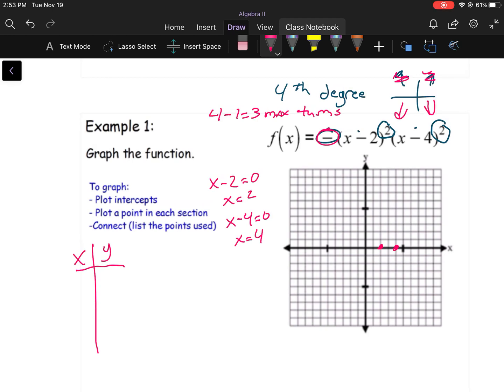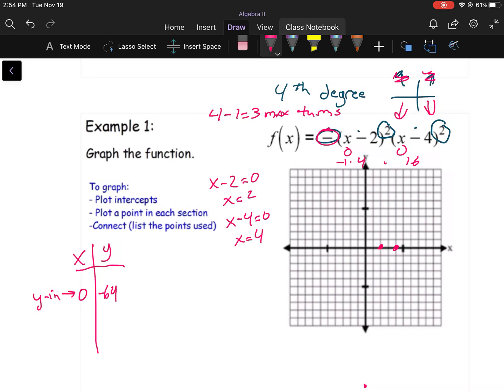Here's how I kind of figure. 0 is a must because I'm going to find my y-intercept. So I'll put 0 in for both x's. I get negative 2 squared, which is going to be 4. Negative 4 squared, which is 16. Multiply those together, you get 64. Multiply by that outside negative 1 and get negative 64. So there's my y-intercept. Now, what that's telling me is it's going to be way down here on the y-axis.